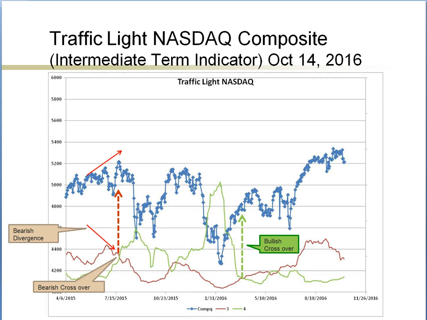This slide is just to show that the NASDAQ traffic light demonstrates similar characteristics as the Dow traffic light. It had a bearish divergence and the bearish crossover. Then it had a bullish crossover.